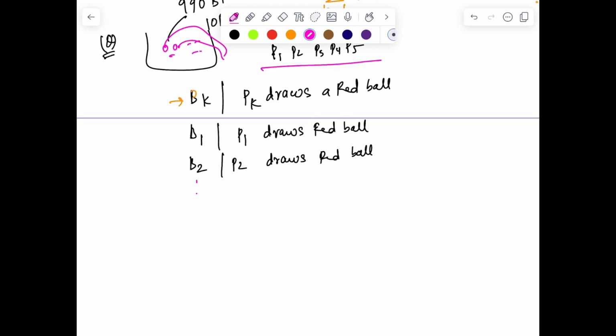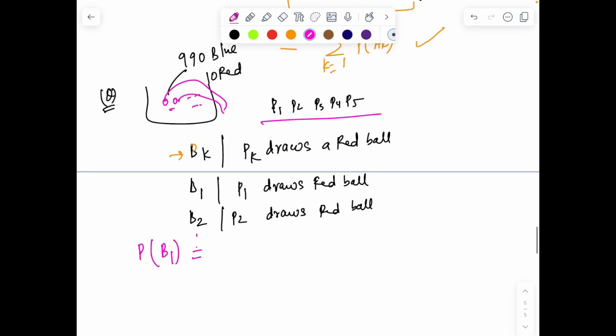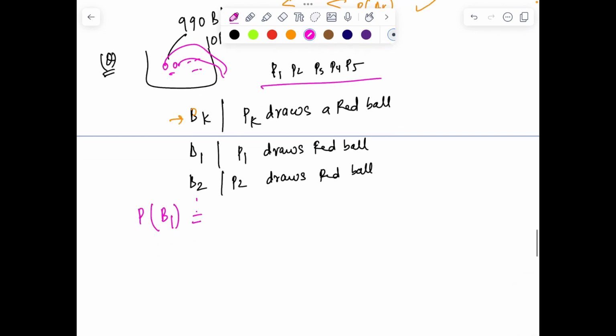तो यहाँ पे you can see, what is the probability of B1, like person 1 gets red ball. That's very easy, because there are 10 red balls and a total of 1000 balls. So person first will get red ball with probability 1 by 100. Similarly for all persons it will be the same probability, because it doesn't matter. So probability of Bk is 1 by 100 for all k equals 1, 2, 3, 4, 5.